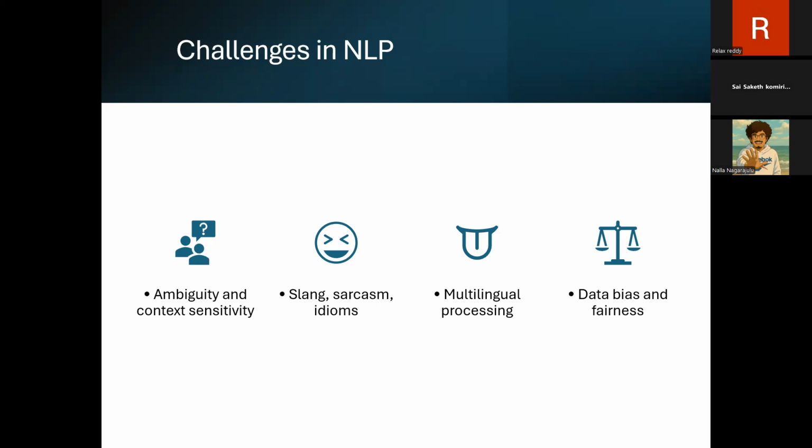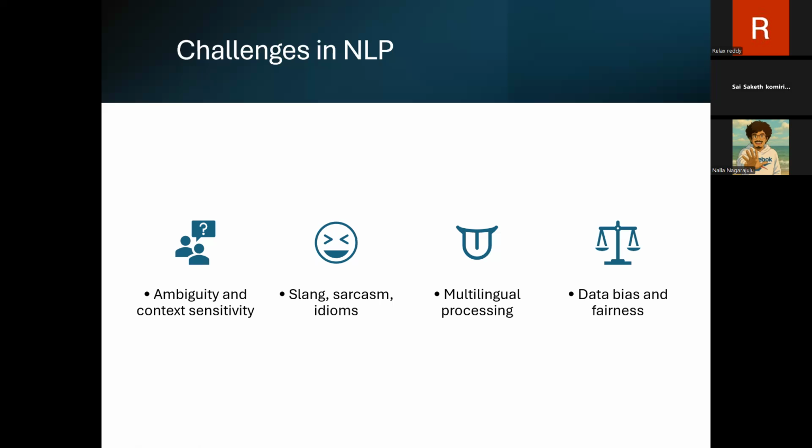For example, if someone tweets, "Great, another Monday." It may sound positive literally, but it's actually negative. Multilingual processing is another hurdle. Many languages lack enough training data, making it harder to build models that work for everyone.